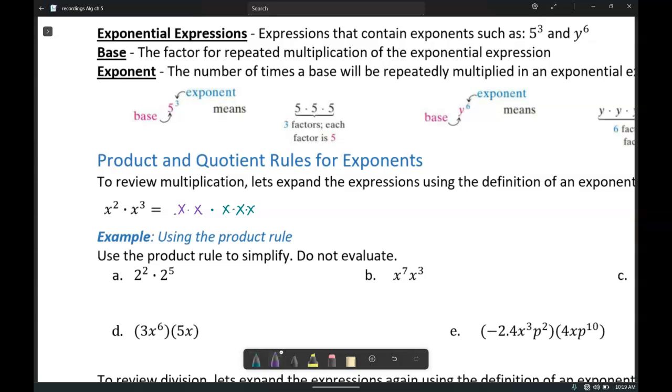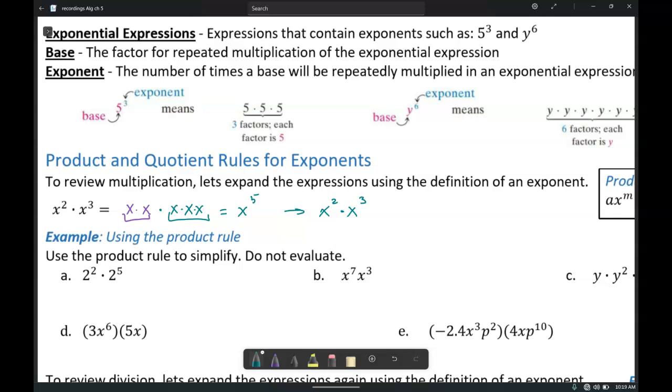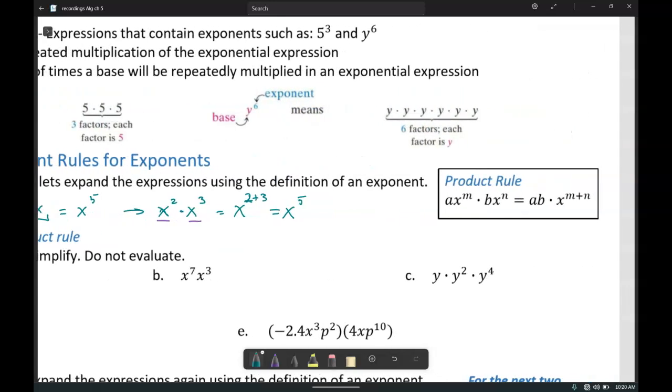So x to the second times x to the third. Well, we see that we have x being repeatedly multiplied 5 times. So that is x to the 5th power. We can get this same result by applying our product rule, which says when we are multiplying two exponential expressions that have the same base of x, then what we can do is just keep the base and add the exponents together, which gives us x to the 5th power, and that's the rule that's indicated here.